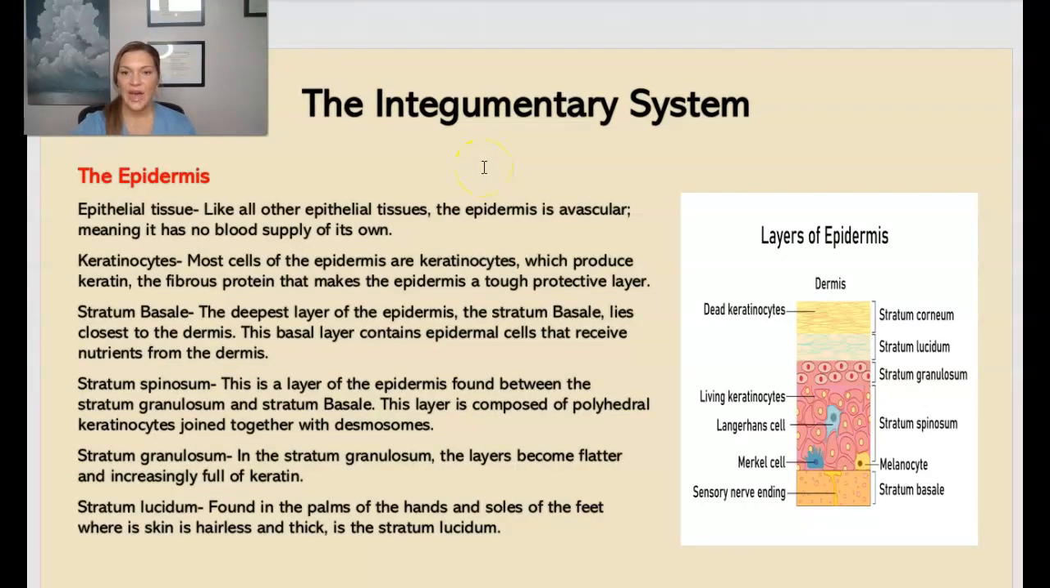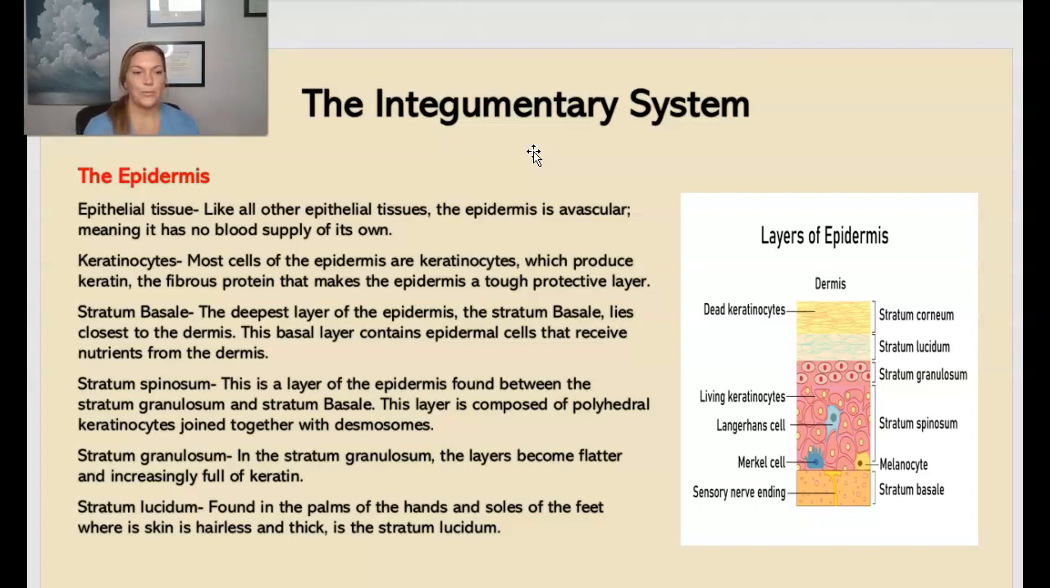So here we have the epidermis. In the epidermis, we have epithelial tissue, and the epidermis is avascular. So what that means is it has no blood supply of its own. Next, you have the keratinocytes. Most of the cells in the epidermis are these keratinocytes, which produce keratin. It's a fibrous protein that helps make the epidermis very tough for its protective layer. So that's important.